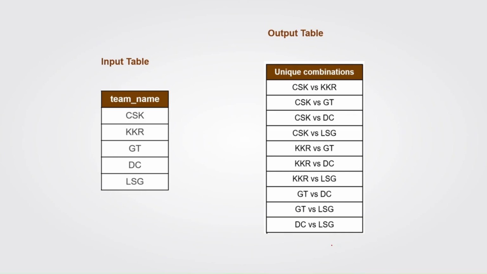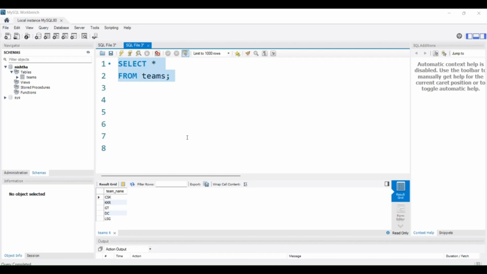Instead, we would have used permutations. So I hope you are clear with the question now. Let's now move on to write the SQL query in MySQL Workbench. So guys, this is the interface of my SQL Workbench, and as you can see, I've already imported my input table, that is my teams table, and these are the records that I had.